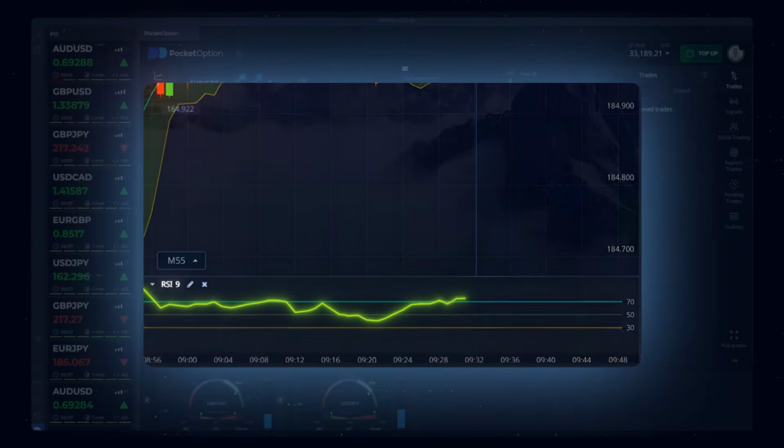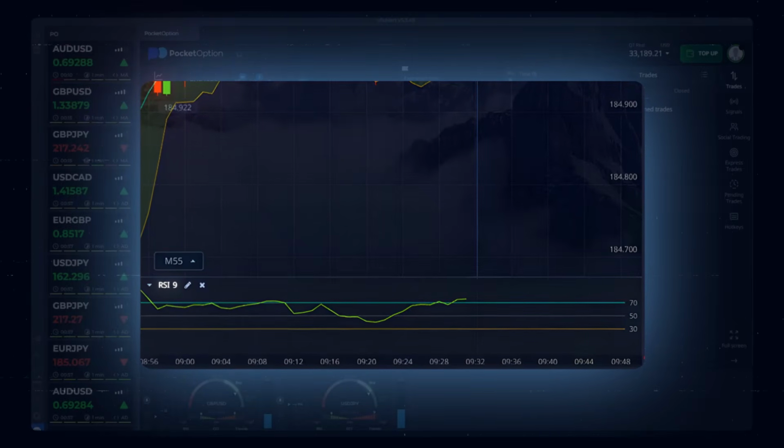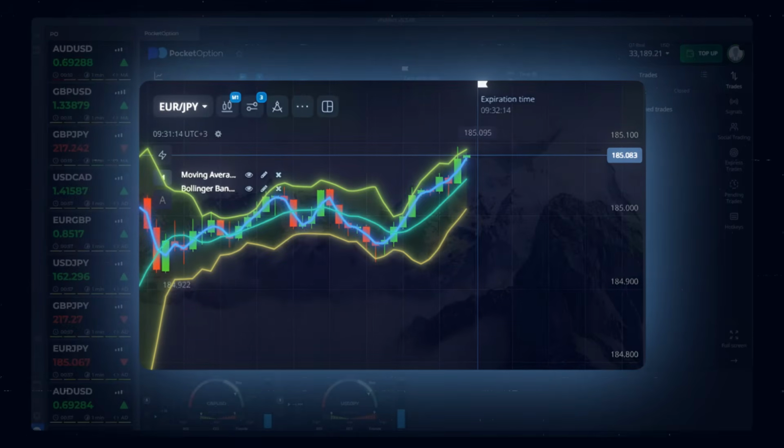Relative Strength Index evaluates overbought and oversold conditions. A zone above 70 is overbought. Below 30 is oversold. In this example on the chart, Relative Strength Index is set to a period of 9. Simple Moving Average and Bollinger Bands are already added to the working chart.